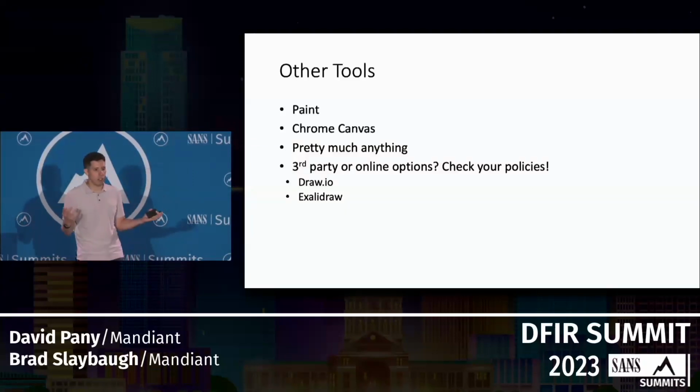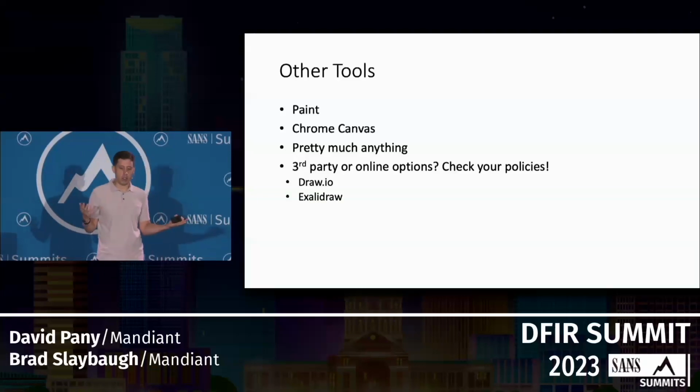I know there's a variety of third-party options and online options out there as well. Just be cognizant of the data that you're putting out on those third-party options. A lot of times attack path diagrams will contain sensitive information related to an incident. So we just got to keep that in mind when using third-party options like that.